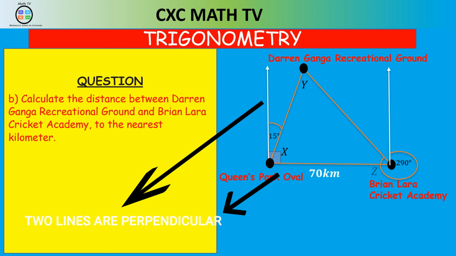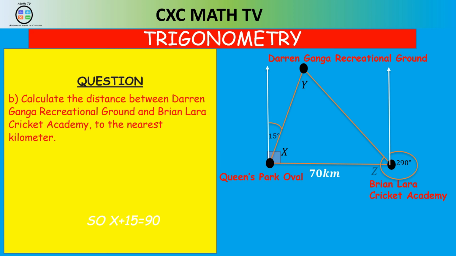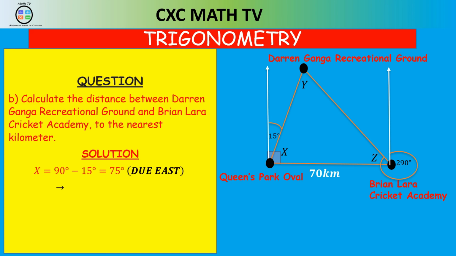Now once we call those angles X, Y, and Z, what happens at angle X? Since we have the north line there, we know that between the north line and the Queen's Park Oval is 90 degrees. Why is that 90 degrees? Because those are two perpendicular lines: the line from Queen's Park Oval to Brian Lara Cricket Academy and the north line. And so 15 degrees plus X is 90. So X is 90 minus 15, which is 75 degrees.